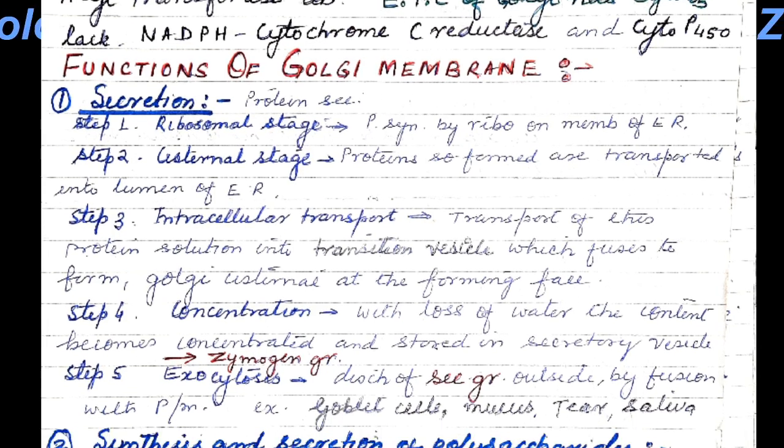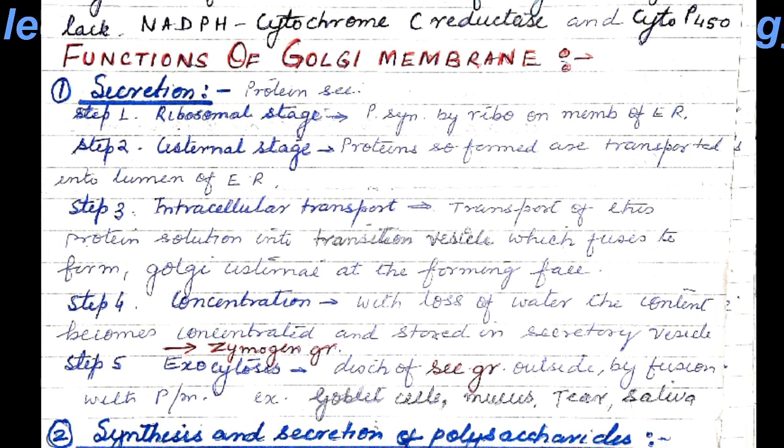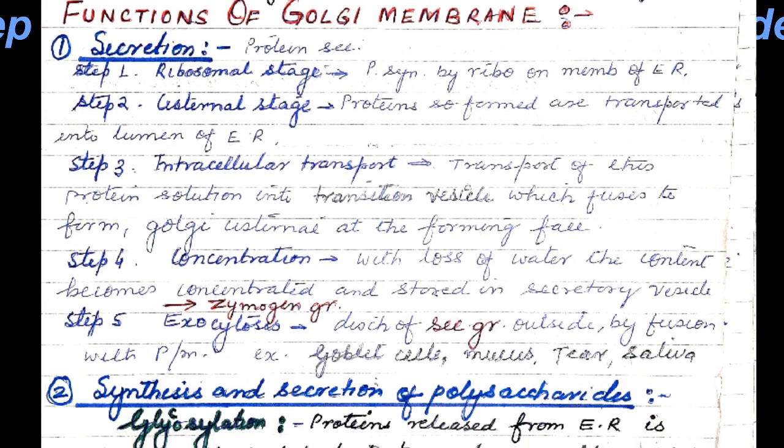Then the enzymes, the proteins, they get concentrated and are stored in secretory vesicles, and ultimately through the process of exocytosis, these get discharged outside by fusion with the plasma membrane. This phenomena is displayed vividly in goblet cells, mucus cells, tear, and saliva.